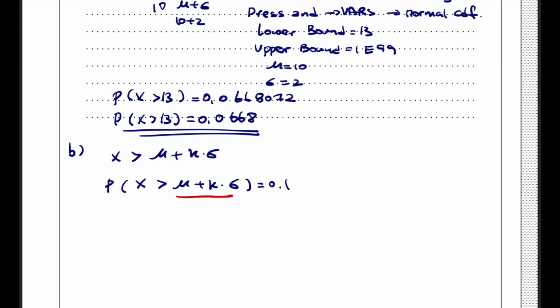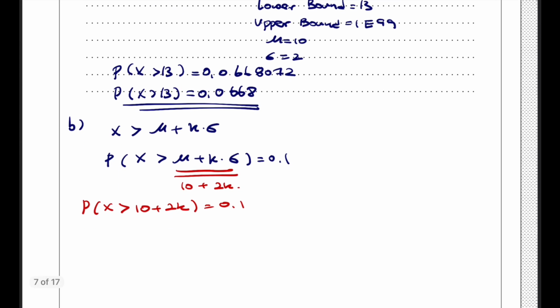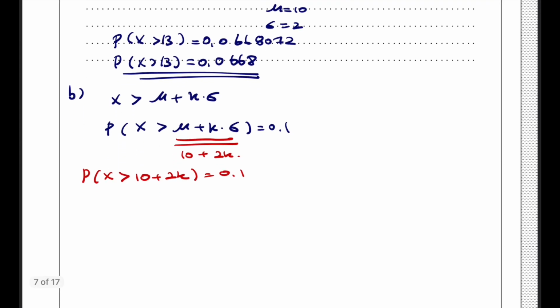Okay, so mean plus k times standard deviation. The mean value is 10 and the standard deviation is 2, so it's 2k, right? So we can rewrite this equation as the probability of x greater than 10 plus 2k equals 0.1, right? Then let's check this equation with the z-score, okay?